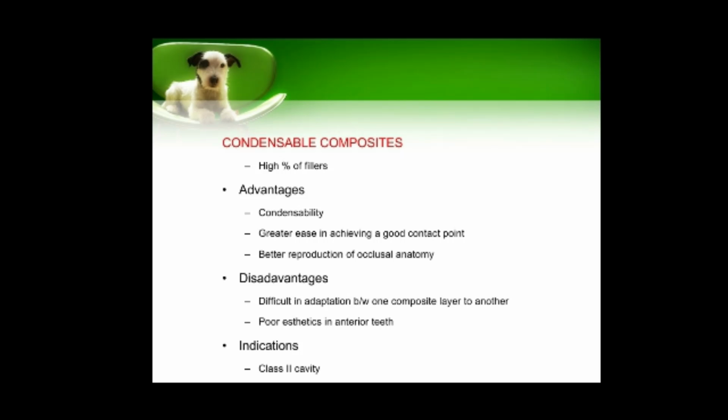Condensable composites are composite resins with a high percentage of filler. The advantages are condensability similar to that of the silver amalgam, greater ease in achieving a good contact point, and better reproduction of the occlusal anatomy. The disadvantages are difficulty in adaptation between one composite layer and another, difficulty in handling, and poor aesthetics in the anterior teeth. It is indicated in class 2 cavity because it will have a better contact point.